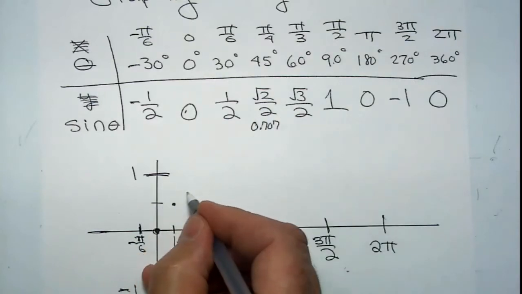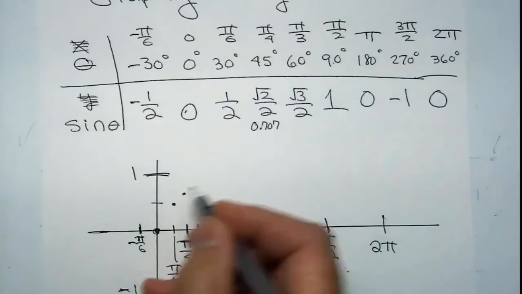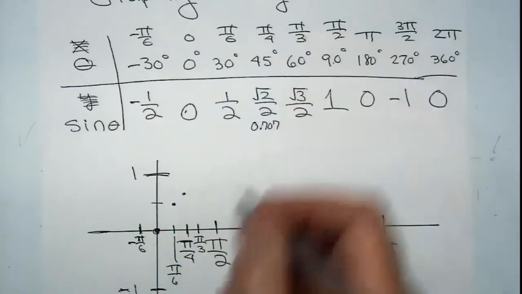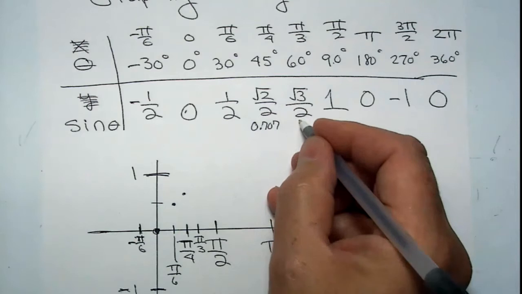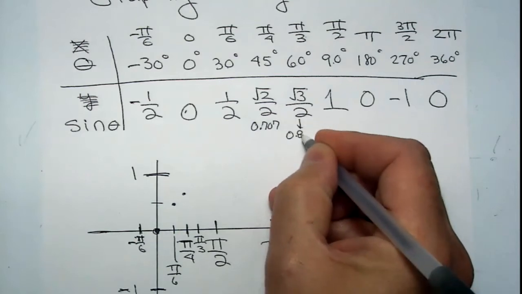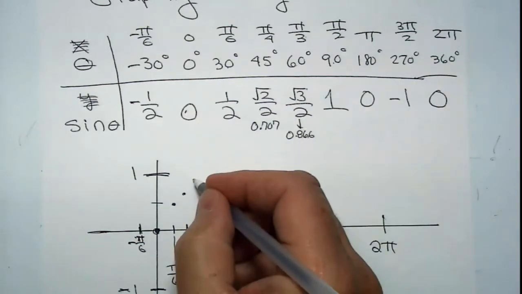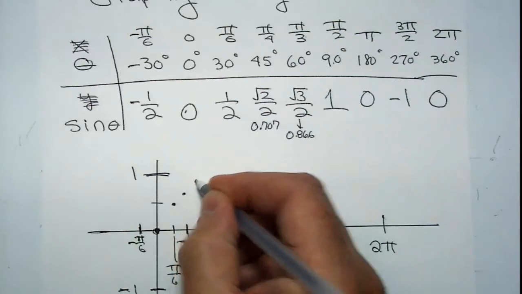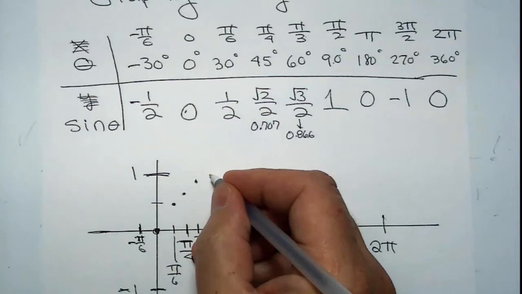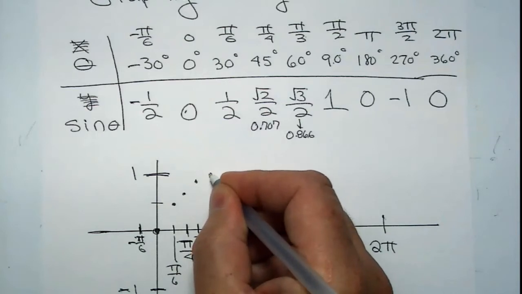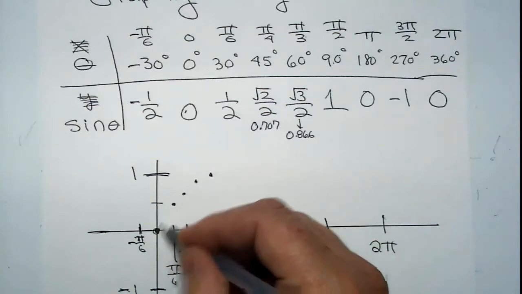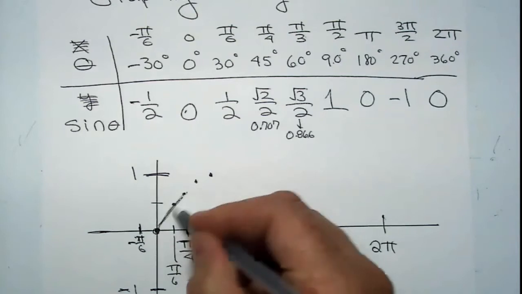which should be kind of right about there, I think. At 60 degrees, pi over 3, we're at square root of 3 over 2, which is 0.866, almost up to 0.9, actually. So that's about here. And finally, at 90 degrees, we've reached 1, which is right there. This is what the curve looks like so far. I'll sketch it in here.